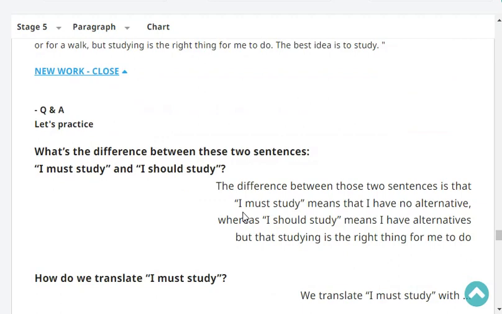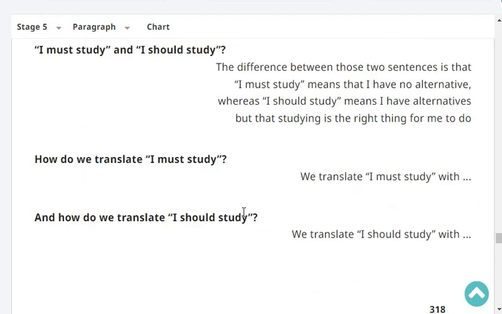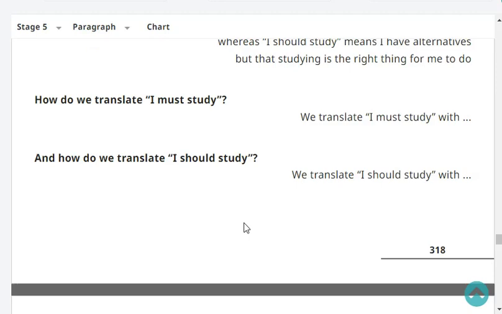Let's practice. What's the difference between these two sentences? I must study and I should study. The difference between those two sentences is that I must study means that I have no alternatives, whereas I should study means I have alternatives, but studying is the right thing for me to do.